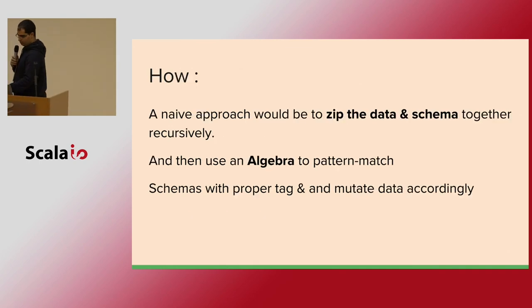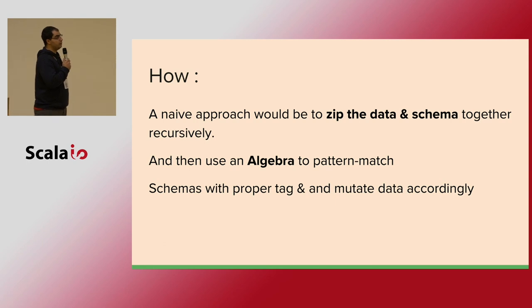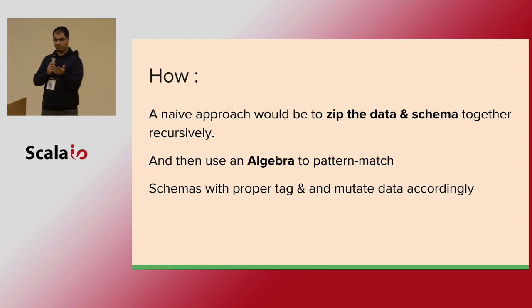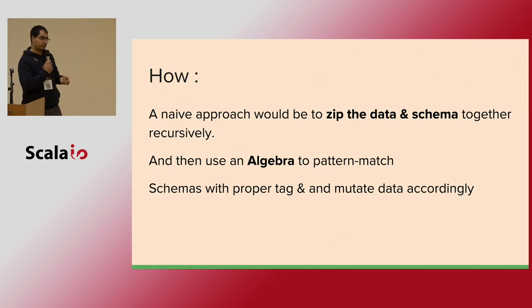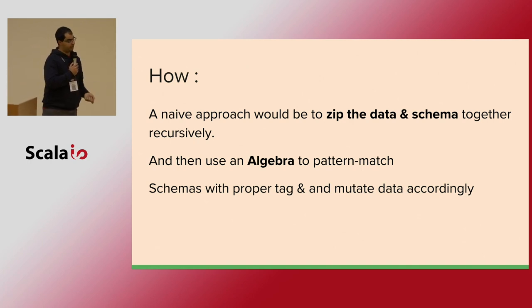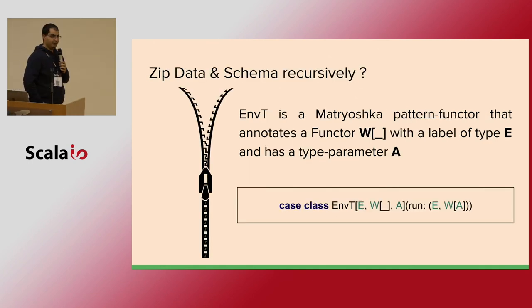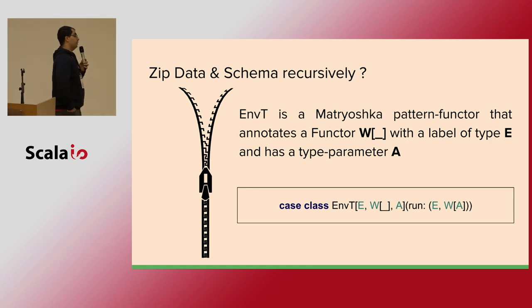So let's zip it. The most naive approach to that problem would be to zip recursively the data and the schema together and to pattern match those using an algebra. Then if I have the proper tags, I do something to the data. I mutate the data according to the privacy strategy defined by those tags. Okay, so zipping the data recursively sounds like a pain. What can we do to do that?